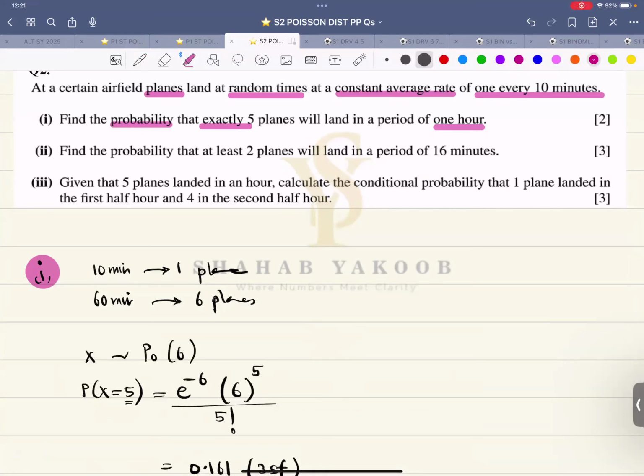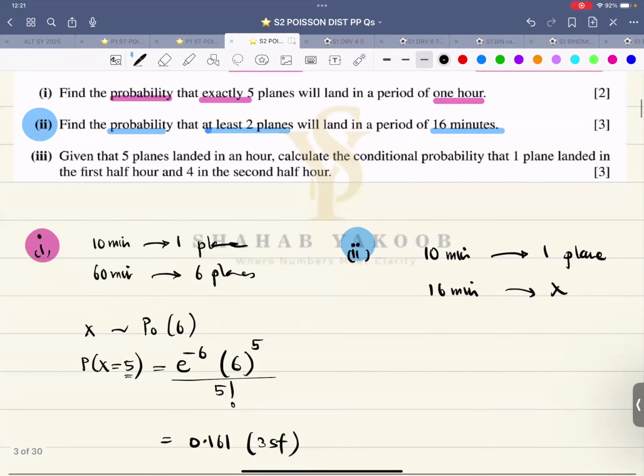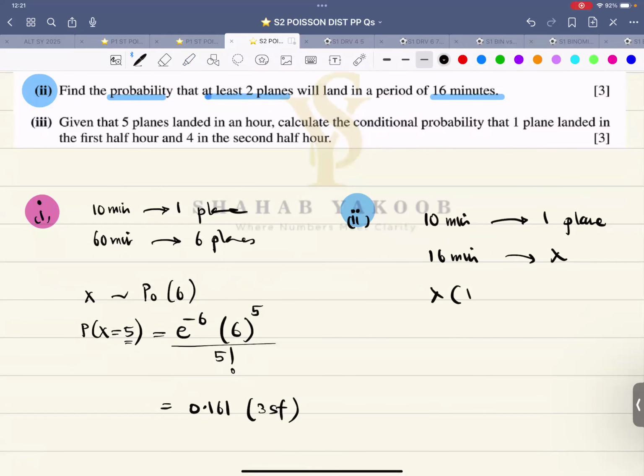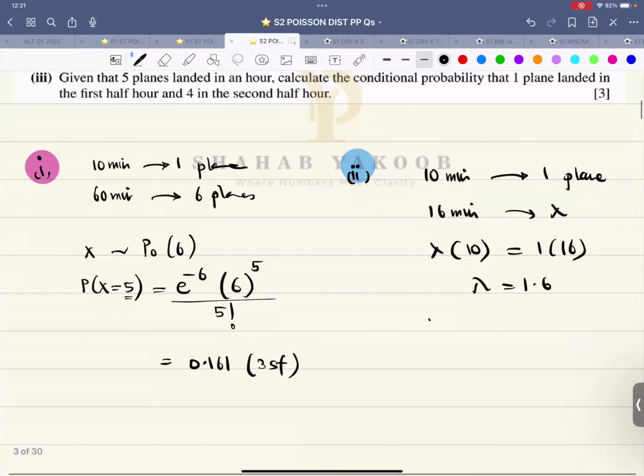Let me focus on the second part. It's saying find the probability that at least two planes will land in a period of 16 minutes. So at least two planes, and now they are talking about 16 minutes. So 10 minutes, one plane. Therefore, 16 minutes, lambda planes. So this is basically cross multiplication: lambda into 10, 1 into 16, lambda comes out to be 1.6. X follows a Poisson distribution with 1.6.